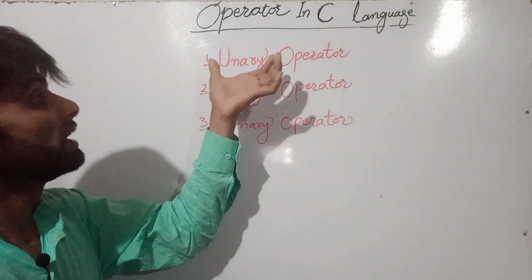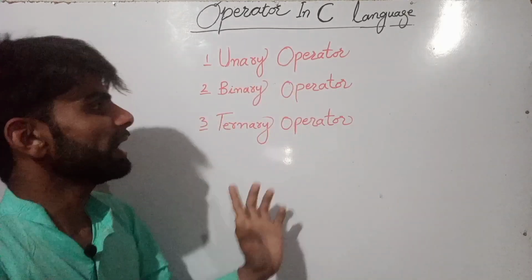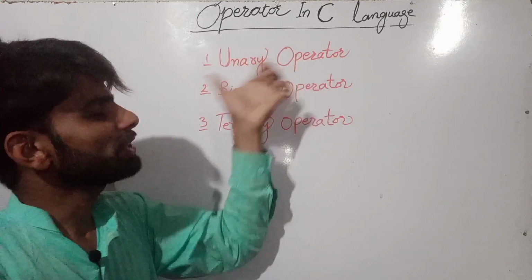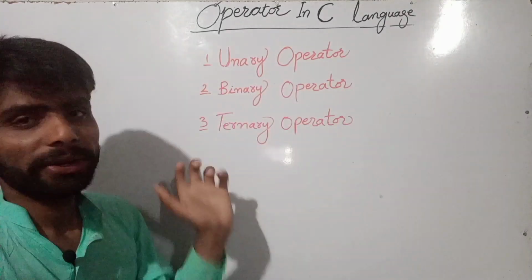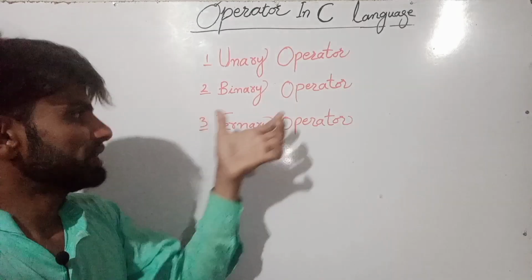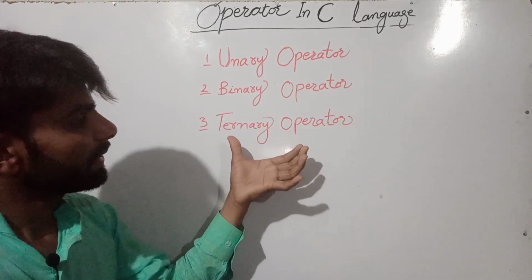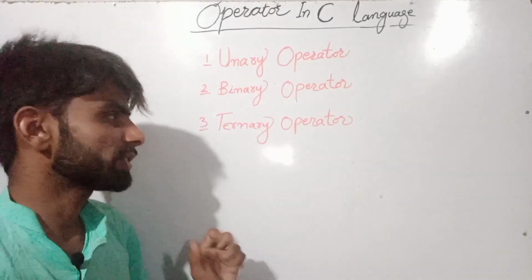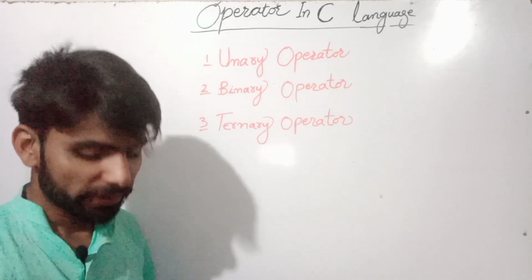What does that mean? Unary operators are operators where we use only one operand in the calculation. Operators where we use two operands to perform a calculation are called binary operators, and ternary operators are operators where we use three operands to do the calculation. First of all, let's understand what operands and operators are.